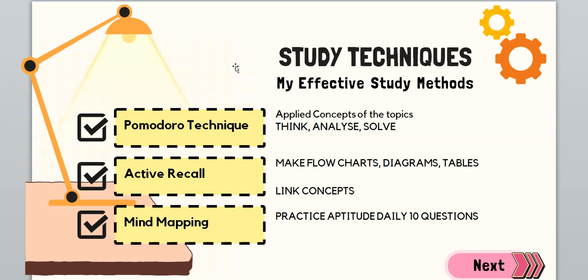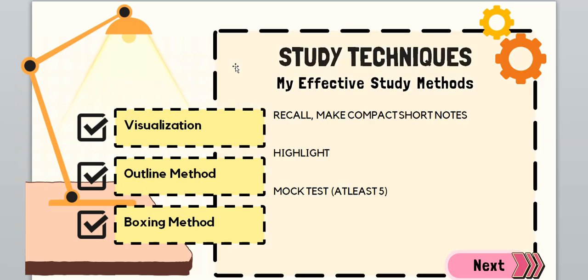Every time you read a concept, make a flow chart, diagrams and tables. Use different colors to highlight, because the more presentable and visually attractive your picture is, the more it will stay in your mind. You have to recall actively, make mind maps, visualize the charts, make short notes, and highlight the things you have.